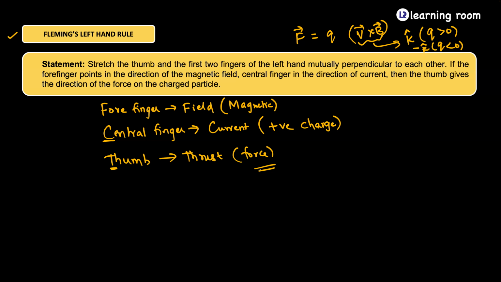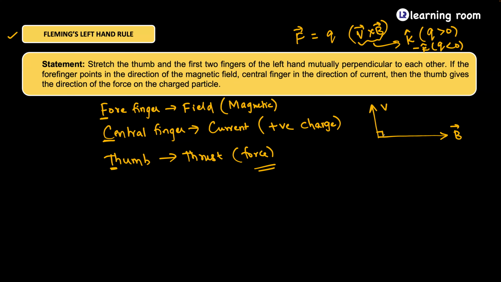So remember it like this. Forefinger, the first letter starts with F. So the forefinger represents the direction of field. The central finger represents the direction of current, C and C. The thumb represents the direction of thrust. Okay. Having said this, if I take the magnetic field to be in this direction, right, if I take velocity to be in this direction, where it is perpendicular to each other, I'm just taking it only for the sake of understanding.